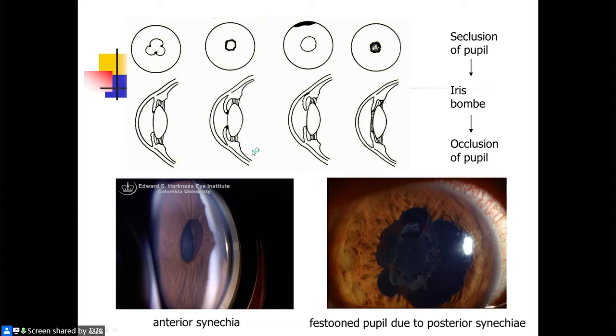Adhesion between the iris and the posterior corneal surface is called anterior synechia of the iris. If this adhesion occurs at the angle of the anterior chamber, it is called goniosynechia.